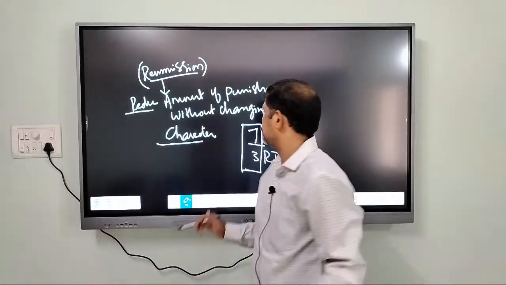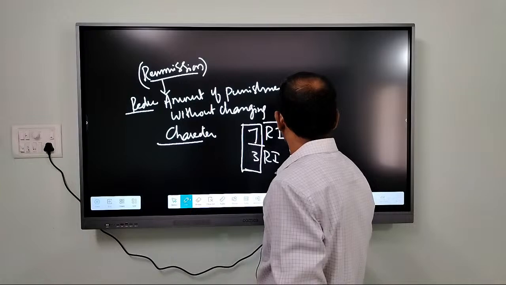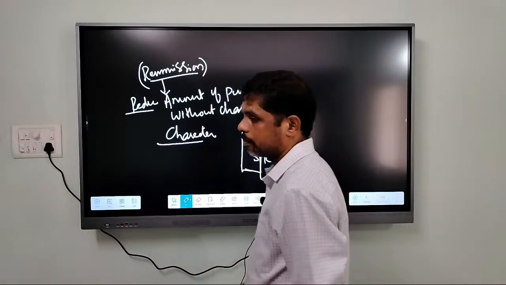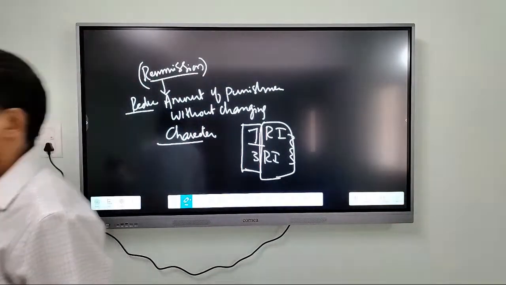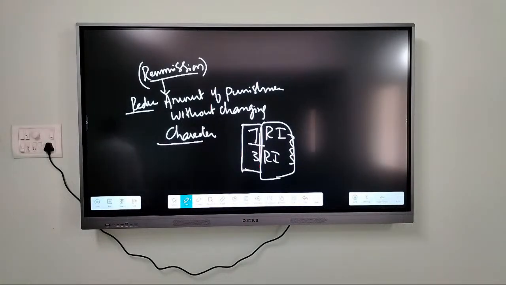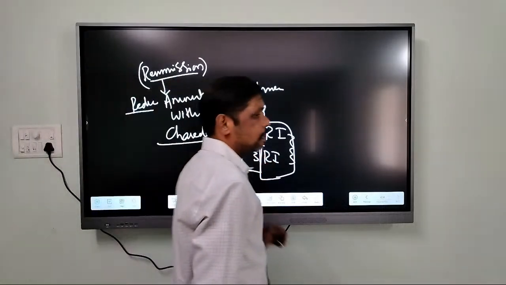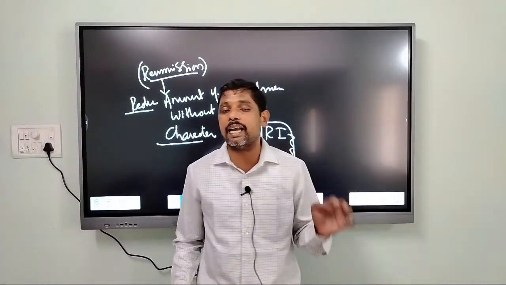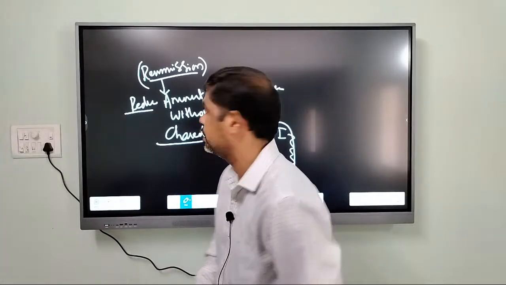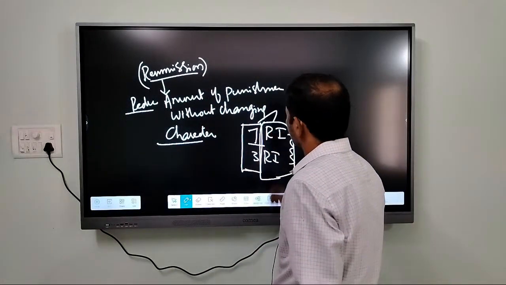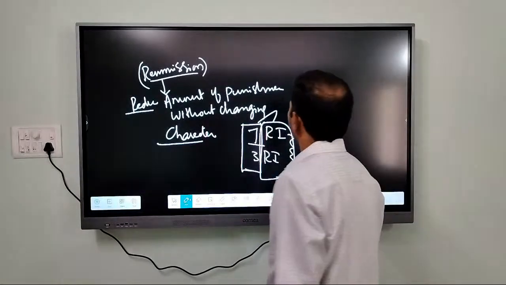All right. So remission involves a decrease in the amount of punishment without change in the character of punishment. This is what remission is about.